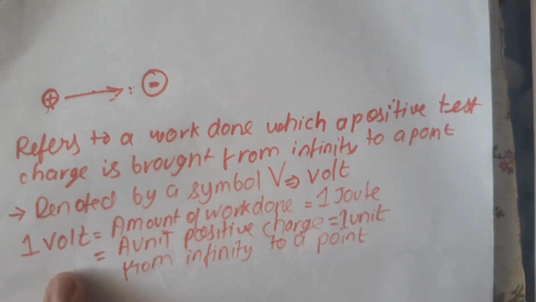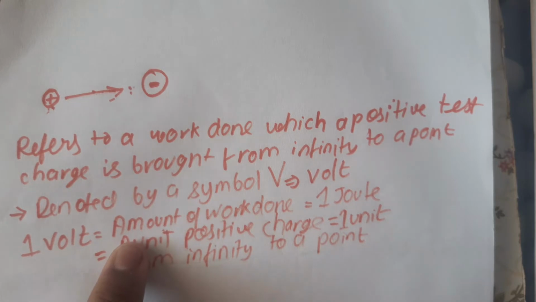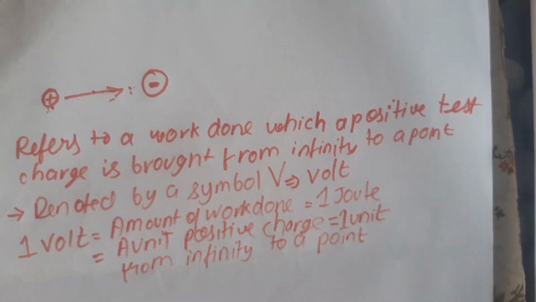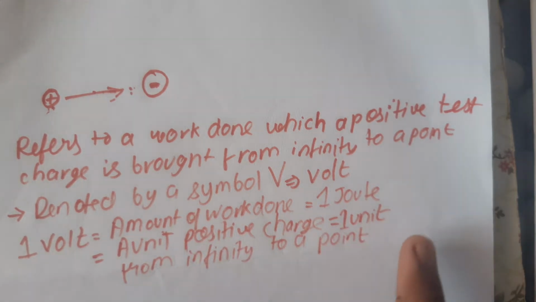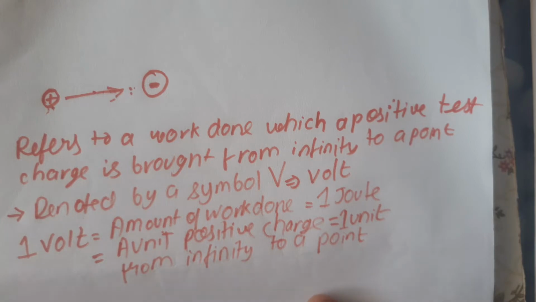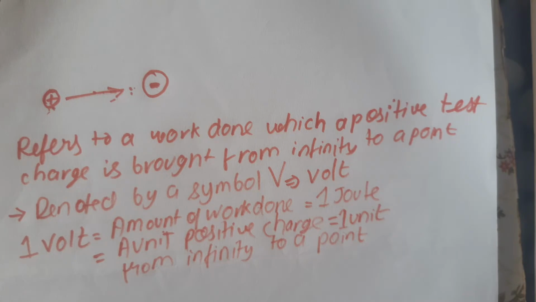And what is 1 volt? 1 volt is equal to the amount of work done, which is 1 joule, on a unit positive test charge, where the amount of charge is 1 unit, brought from infinity to a particular point, which is written in the definition.